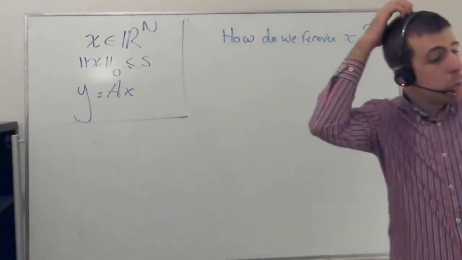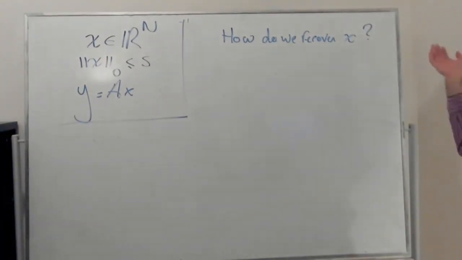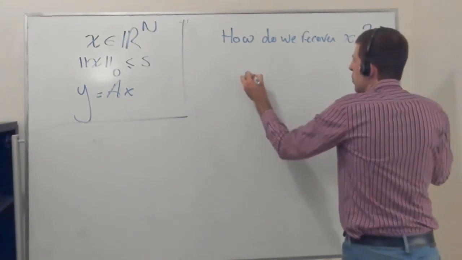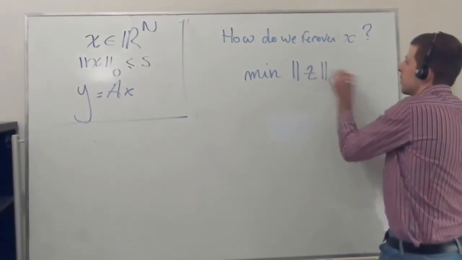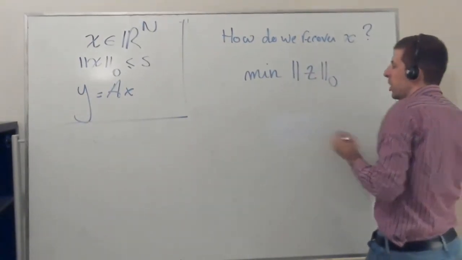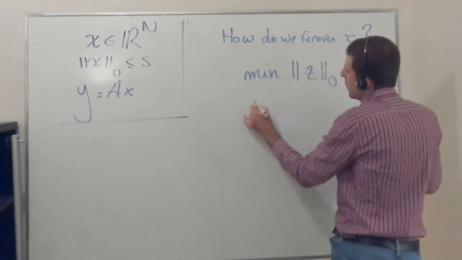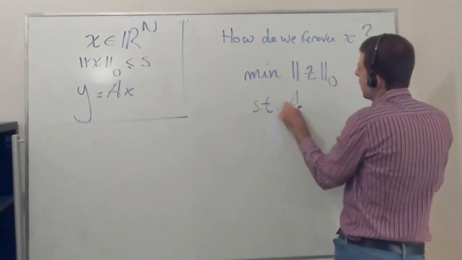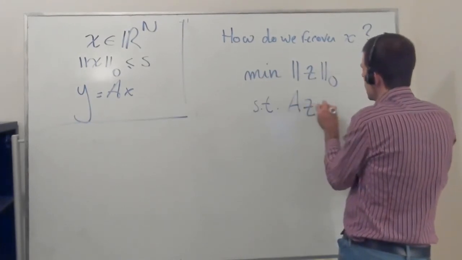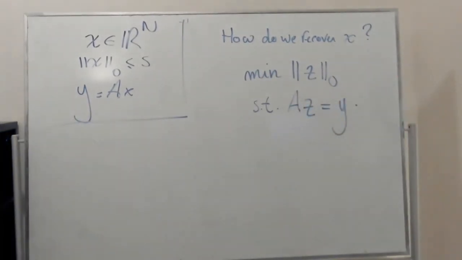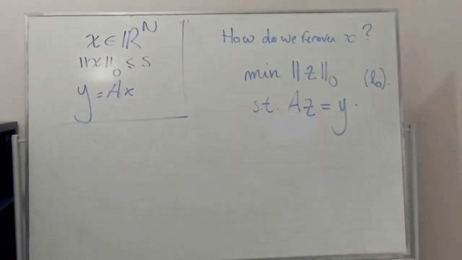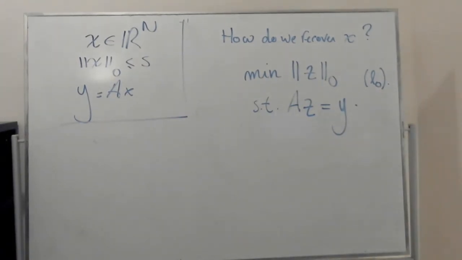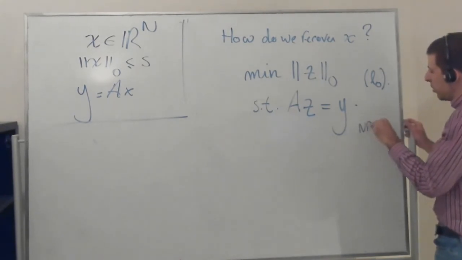What would be the natural thing? The natural thing, of course, would be to say, well, I'm just going to minimize the sparsity. I'm just going to find the element with the least number of non-zero entries such that Az equals y. This is what we call L0 optimization. This would be a very natural thing to try. Unfortunately, this is hard to optimize. This is an NP-hard problem in general.